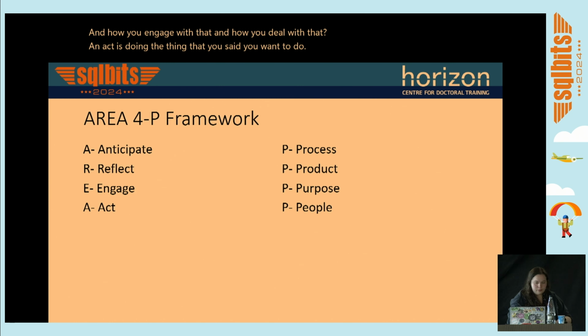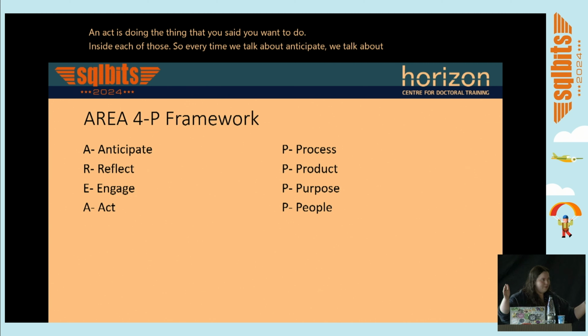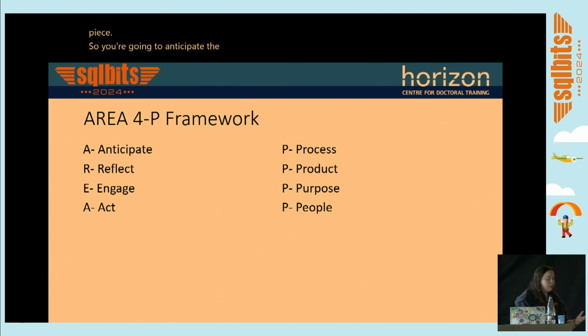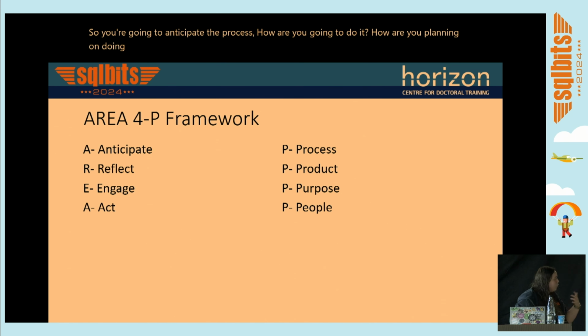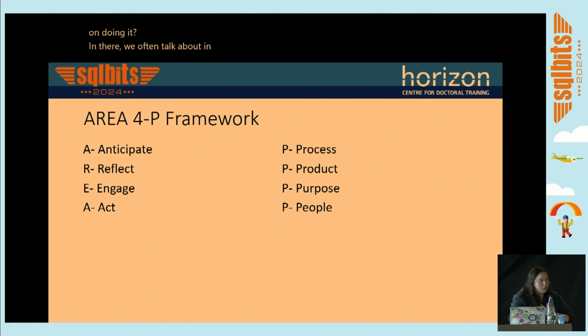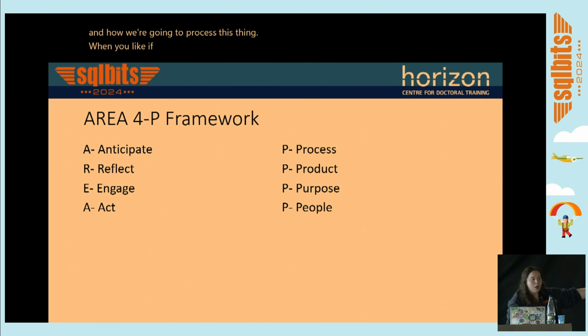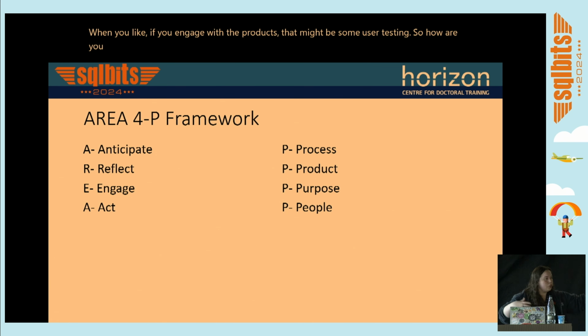Inside each of those, every time we talk about anticipate, we talk about it under the four P's. So you're going to anticipate the process. How are you going to do it? How are you planning on doing it? In research, we often talk about the methodologies we're going to use and how we're going to process this thing. If you engage with the product, that might be some user testing. So how are you getting people in to talk about the product you want to make and how you build it?